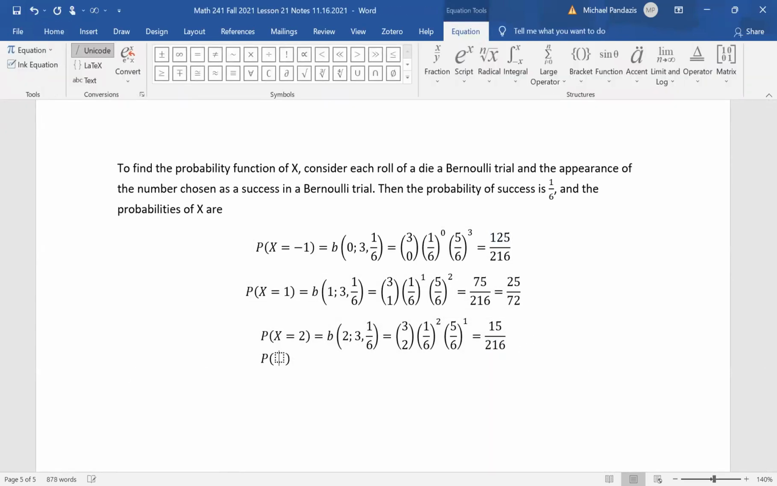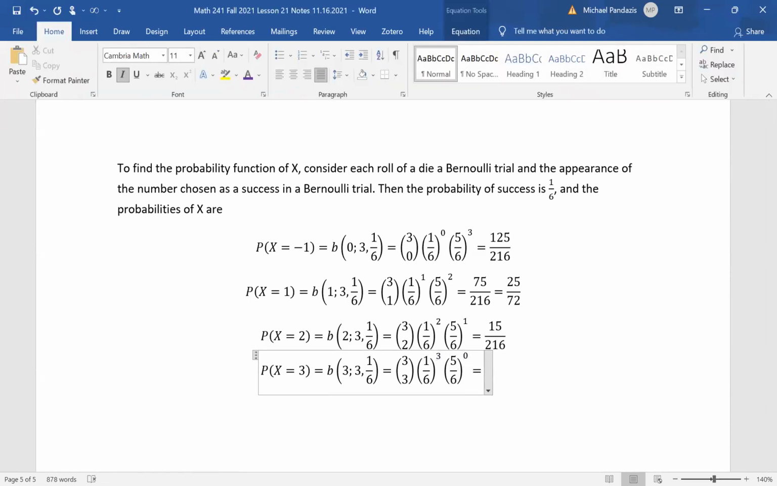Okay, so next is the probability that x is equal to 3. This is the probability that you choose a number and you roll the die 3 times. You roll 3 dice, and all 3 of the dice are the number that you chose. This is very unlikely. This is the probability where you have 3 successes in 3 Bernoulli trials where the probability of success in each trial is 1/6. So now this is equal to 3 choose 3, which is 1, times 1/6 to the 3rd power times 5/6 to the 0th power. And when you calculate this, you get 1 over 216.